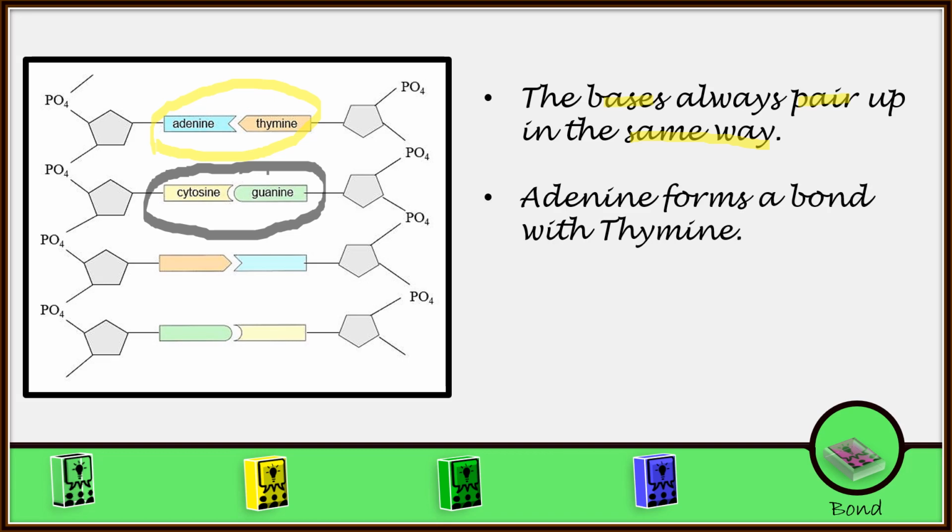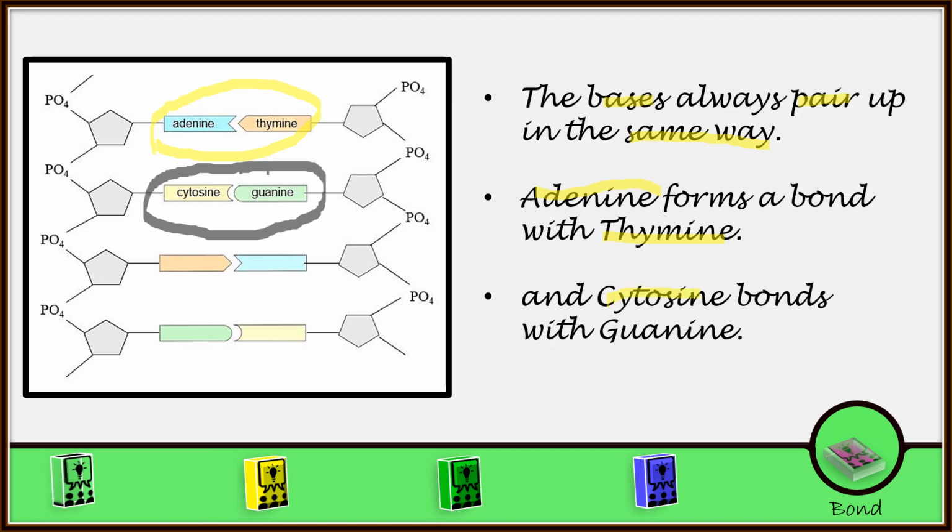Then we say that adenine, the adenine base, forms a bond with thymine. As we have already seen up here, adenine forms a bond with thymine. Then we have cytosine bonds with guanine. Like the way we have seen it here, cytosine is going to bond with guanine.